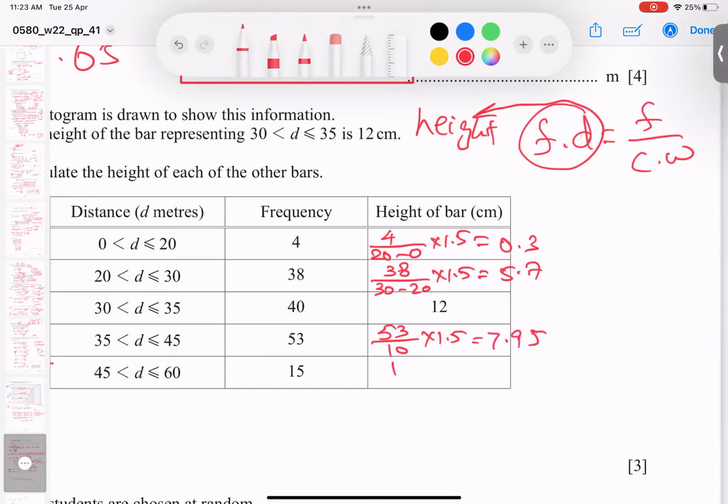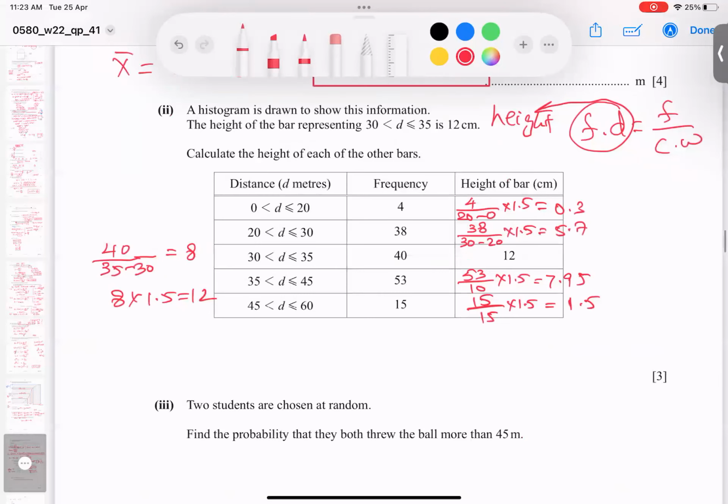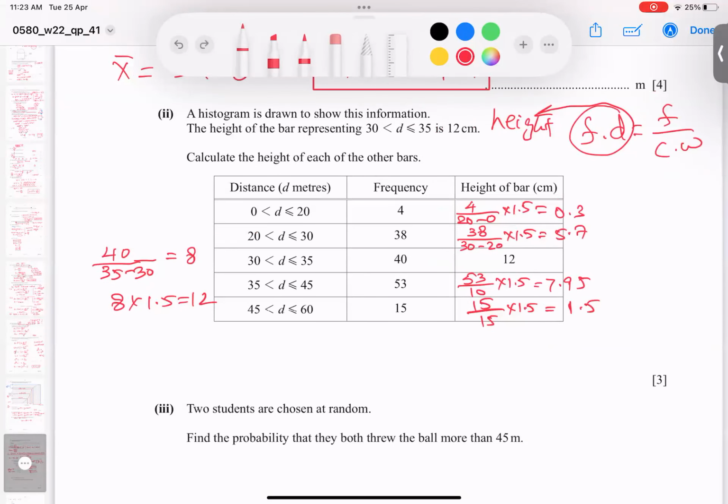So finally, 50 up, and the class width. For 60 minus 45, that gives you 15 as well. And times 1.5 gives you 1.5. I hope you understood how I handle it. It's not always 1.5. It depends on the question.